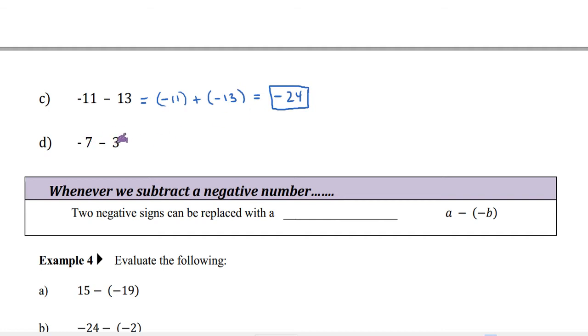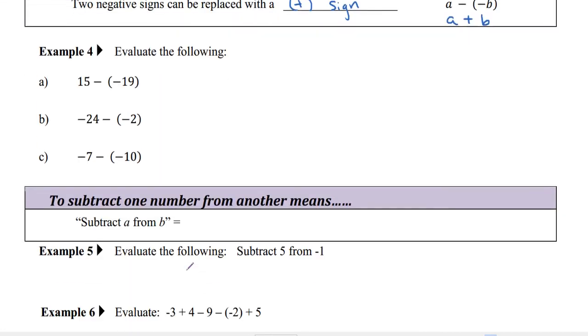Okay, negative 7 minus 3, this is the same thing as negative 7 plus negative 3. So again, we're going to keep the sign because they're both negative, and this will be negative 10. So whenever we subtract a negative number, two negative signs can be replaced with an addition sign. Right? Okay, so if you happen to encounter something like a minus negative b, we could just replace the double negative with a positive. Okay, that'll make your life a lot easier when it comes to simplifying these things.